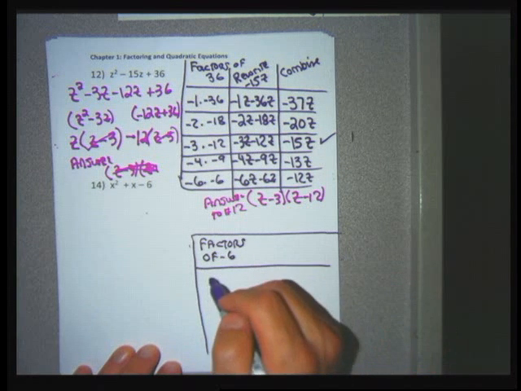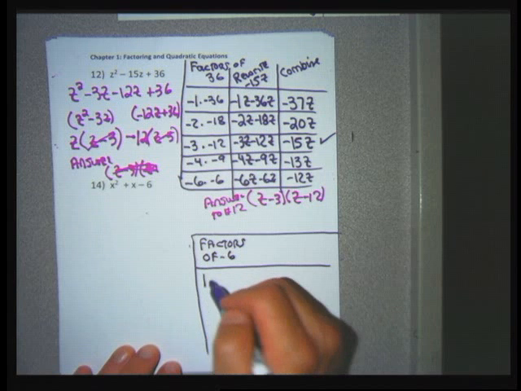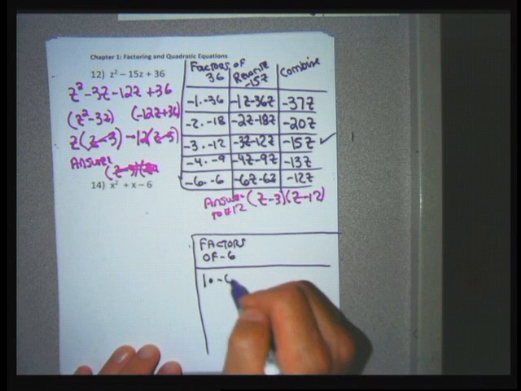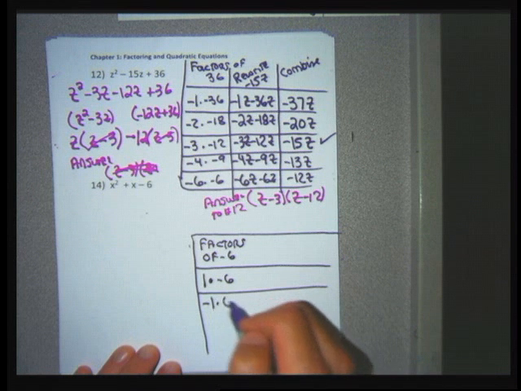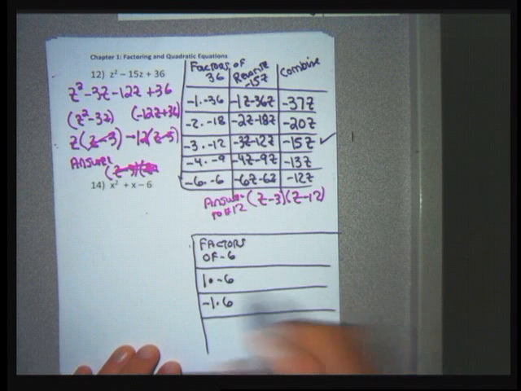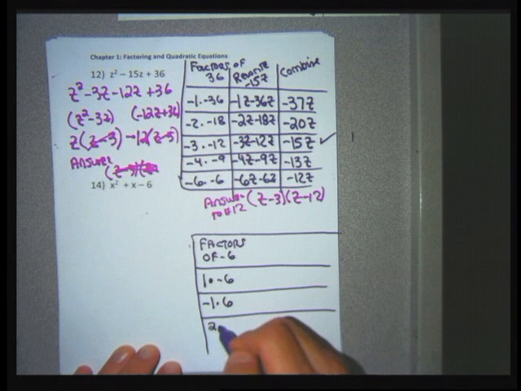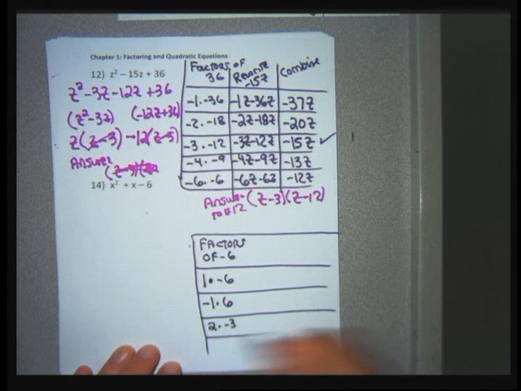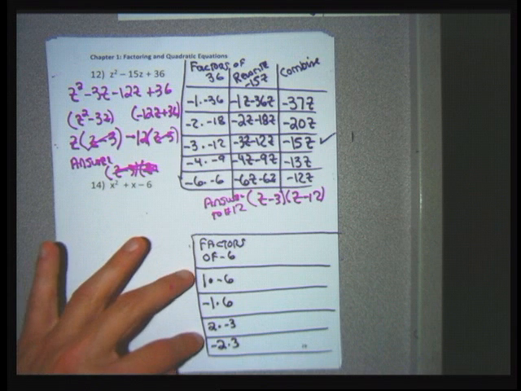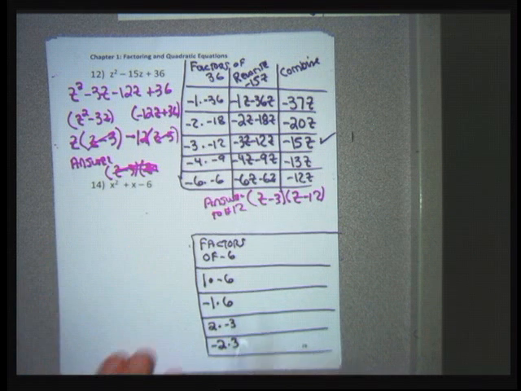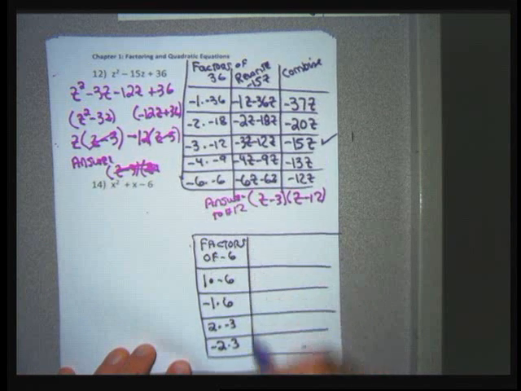So for numbers that multiply to be -6, I could say it's 1 times -6. I could say it's -1 times +6. I could say it's 2 times -3. And I can say it's -2 times +3. Those are the four groups of numbers that when you multiply them, you get a -6 because they all multiply to 6, and if one's positive and one negative, you get a negative when you multiply them.